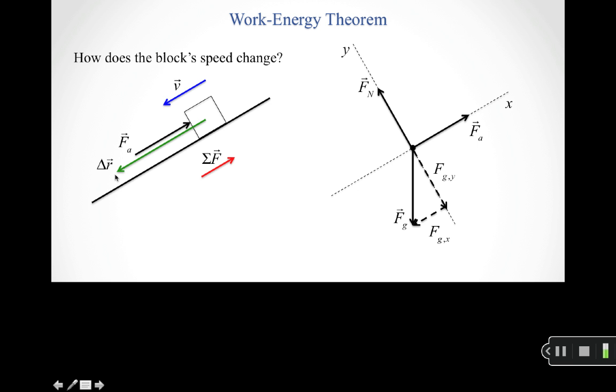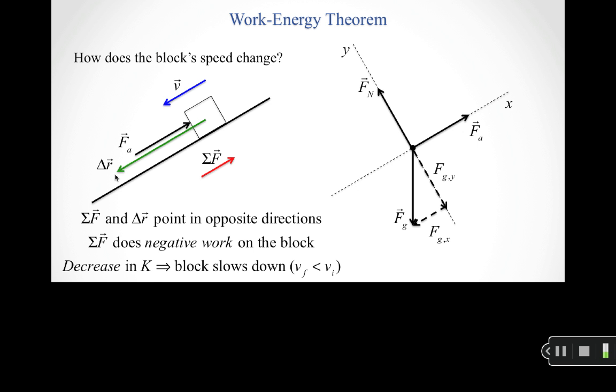So as it slides, if the net force points in the opposite direction, then since the net force and the displacement point in opposite directions, the net force does negative work on the block. And by doing negative work on the block, that means that we have a decrease in the block's kinetic energy. So this is a situation in which the block will slow down. To decrease its kinetic energy, it's got to have a smaller final speed than its initial speed.